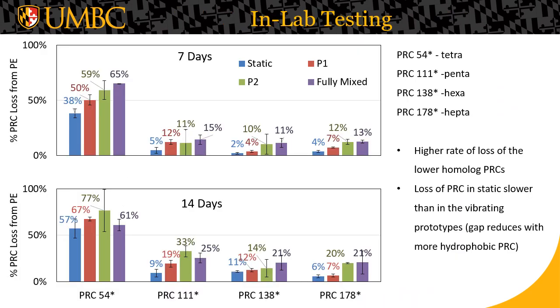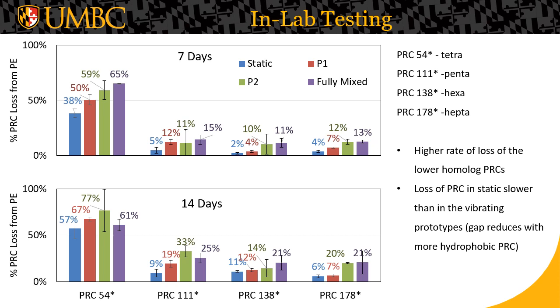We used 6 C13 PRCs in total, but ended up using 4 of them for our final estimations. After 7 days, the static sampler has lost around 38% of the Tetra PRC54, P1 around 50%, while P2 with the most powerful motor has lost around 59% of PRC54. So the percentage loss rate is much faster in the vibrating prototypes than the static samplers.